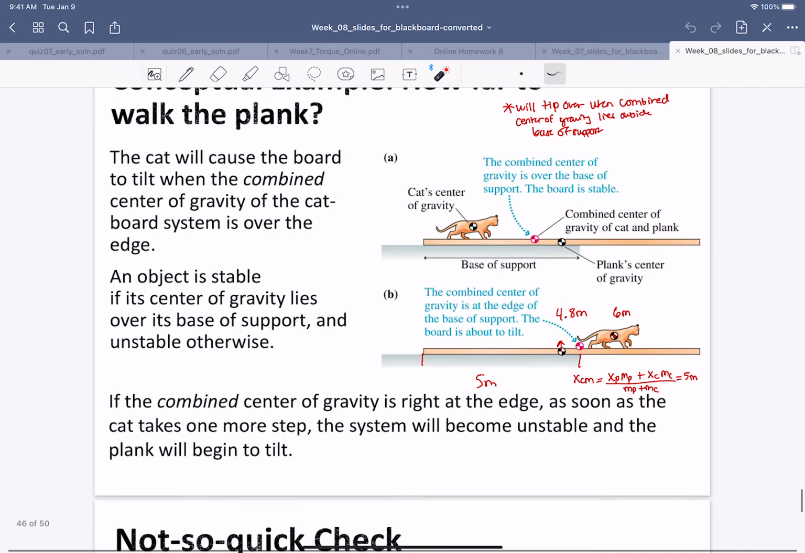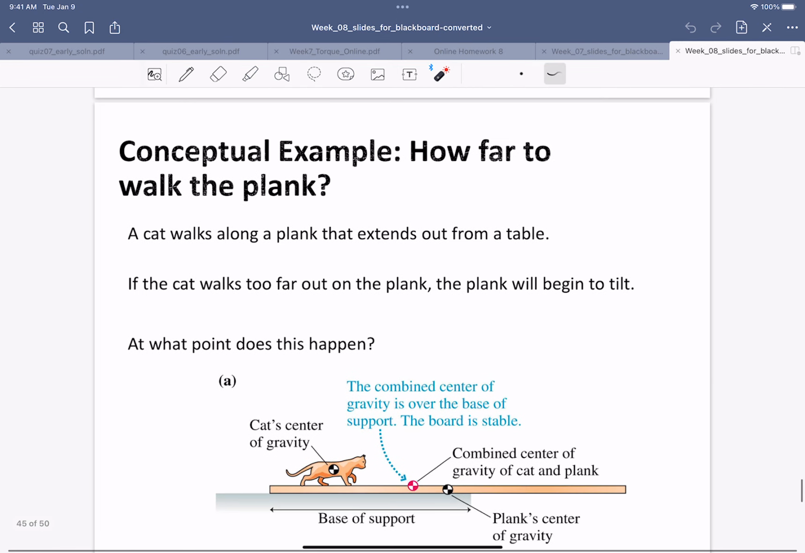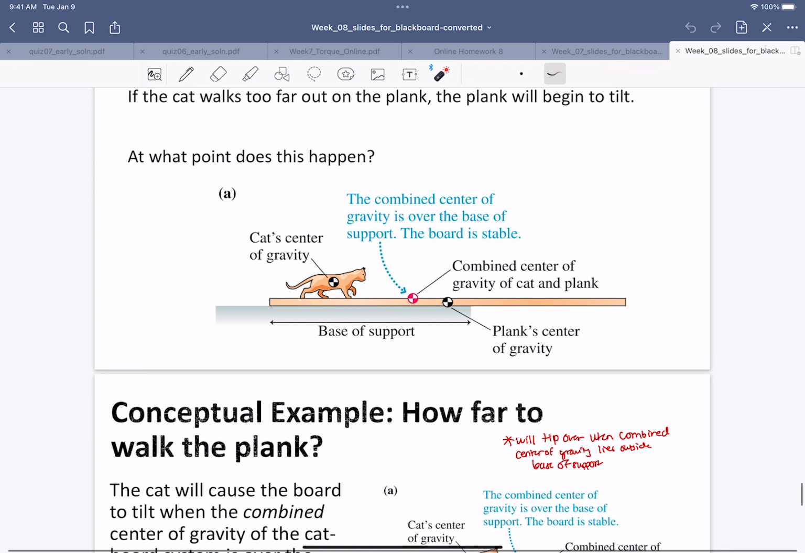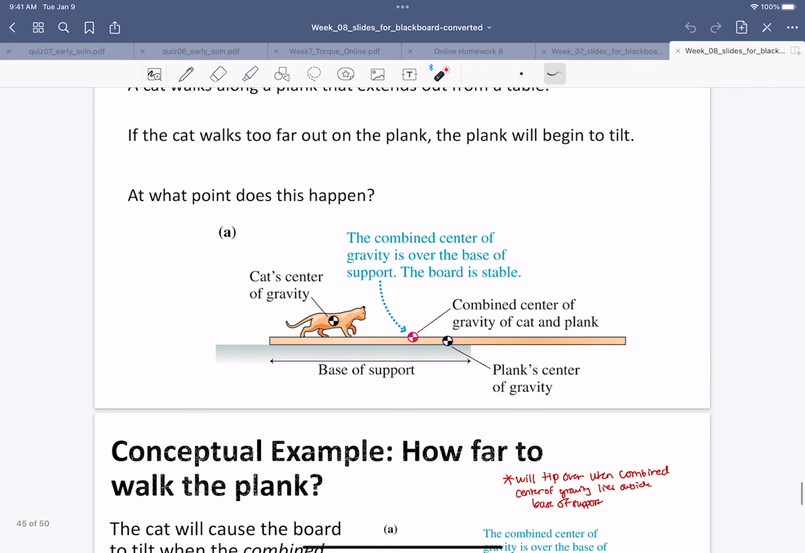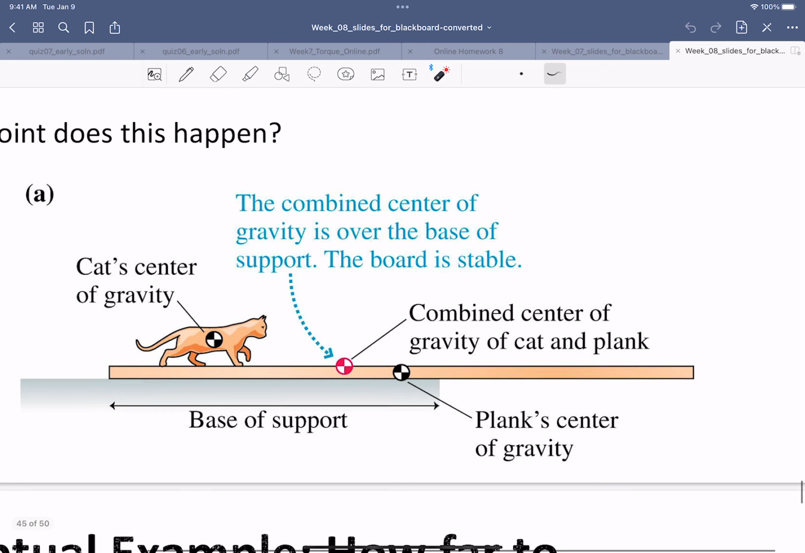That's the idea here with base of support, and that's a very, very important concept, and we'll go over that here in a sec. But the idea here is that you're looking at the center of gravity of the system and how it compares to the base of support. So if the cat has a certain mass, a certain force of gravity, and the plank, the beam, has a certain force of gravity, I find the center of mass in between, or center of mass of the whole system.